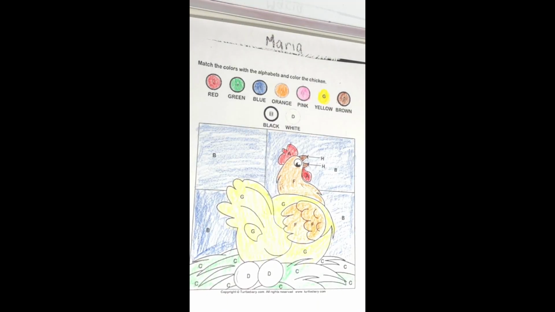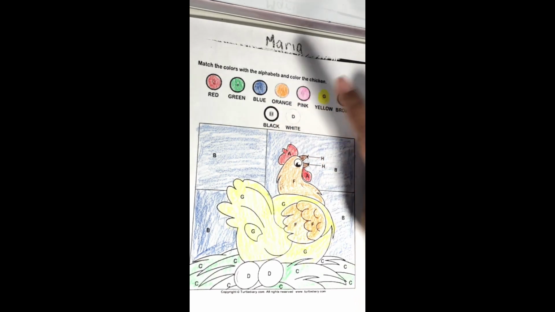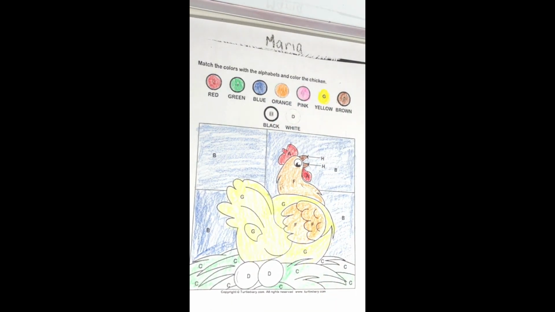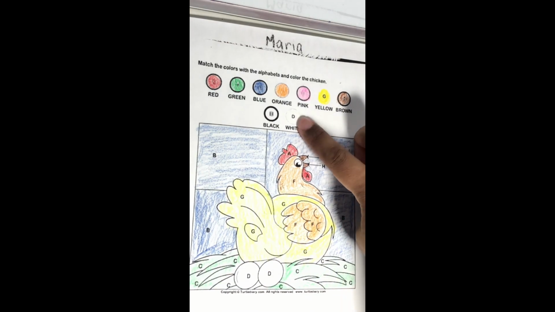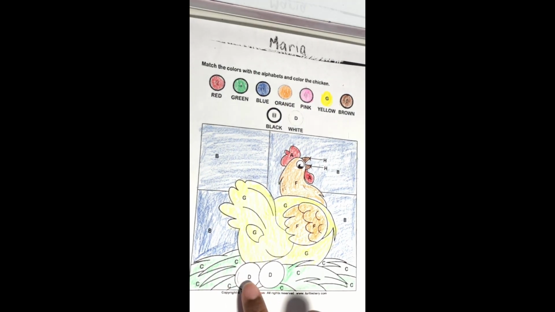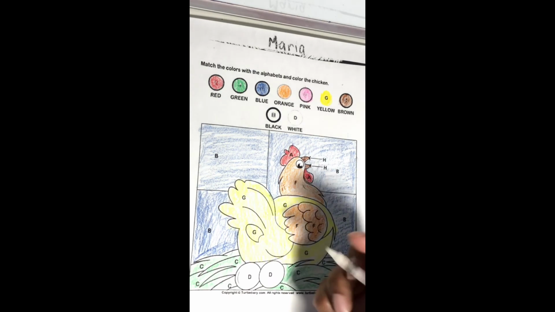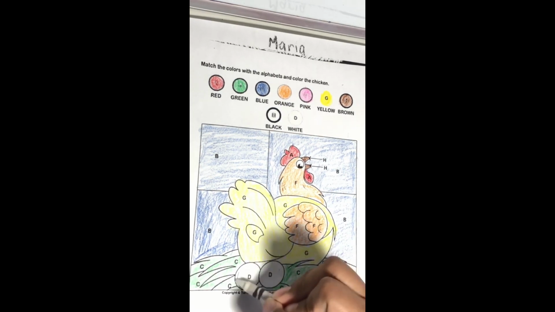Okay, so then the letter D is, remember what I said, this circle, I couldn't figure out what letter it was. Regardless, I didn't find any extra letter here. So the only letter that's left is D. So D is these two eggs that you see right here. So if you want, you could either leave it like that if you don't have white, or you could color it in. So let's go ahead and get our white. And let's color those eggs in.